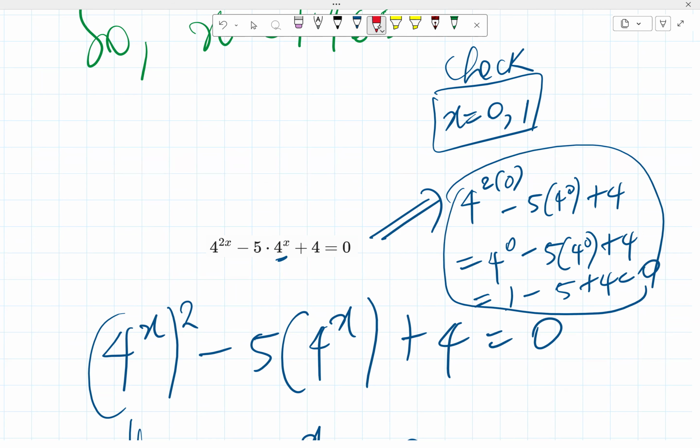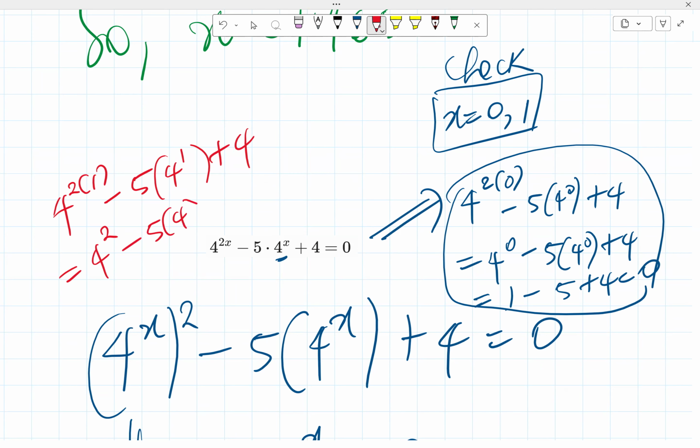So what about the other one, for x equals 1? We have 4 raised to the power 2 multiplied by 1, minus 5 times 4 raised to the power 1, plus 4. That means 4 squared minus 5 times 4 plus 4. That means we have 16 minus 20 plus 4, which is also 0. So we are good to go like that.